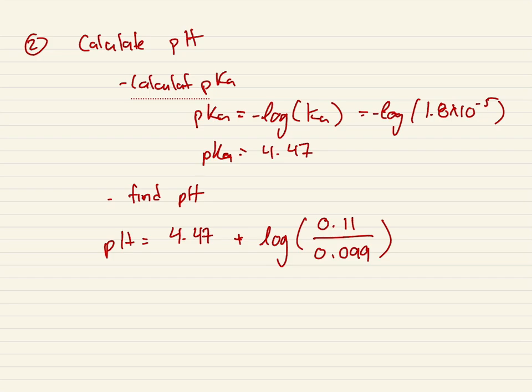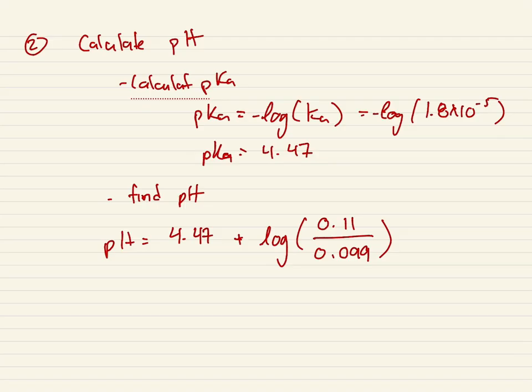Based off of how our neutralization reaction worked, we start off with equal amounts. Now we've added more conjugate base because of the neutralization reaction. So this ratio is now larger than 1, so it makes sense physically that the pH is going up in our solution.